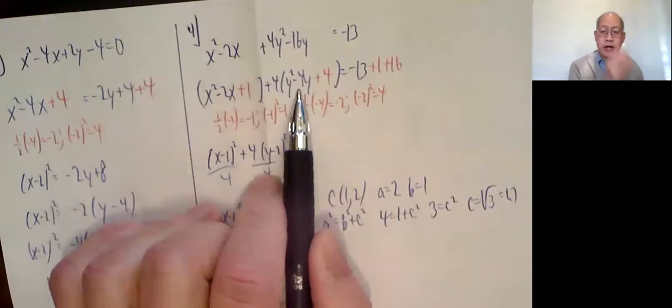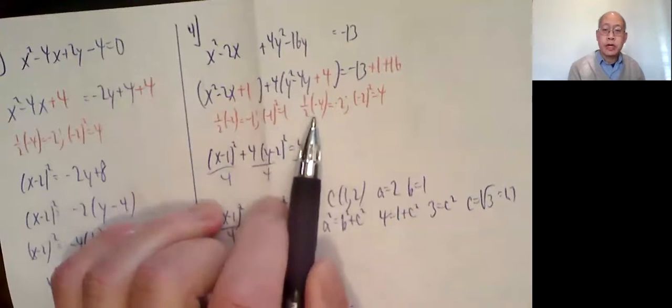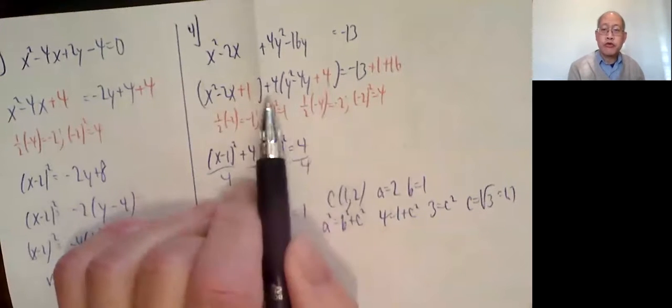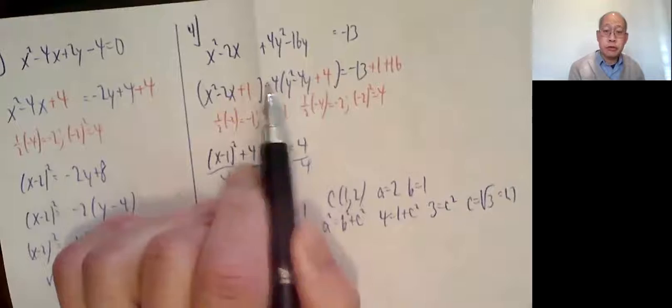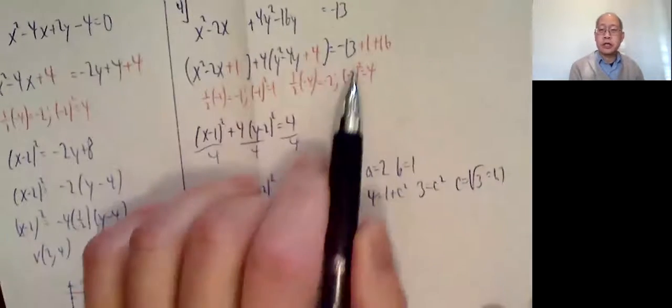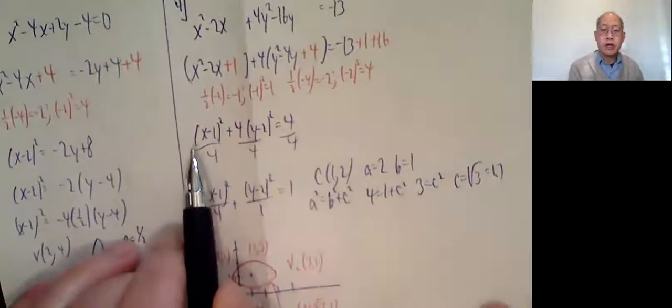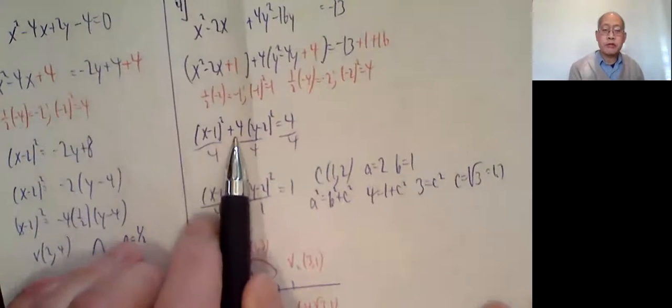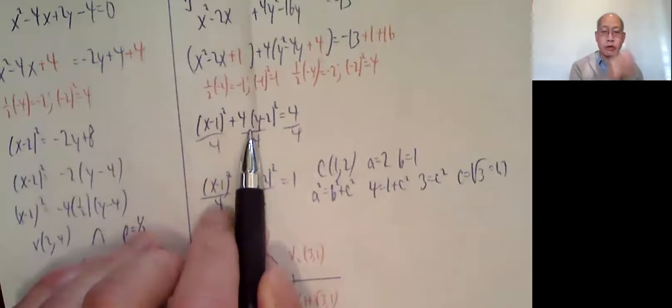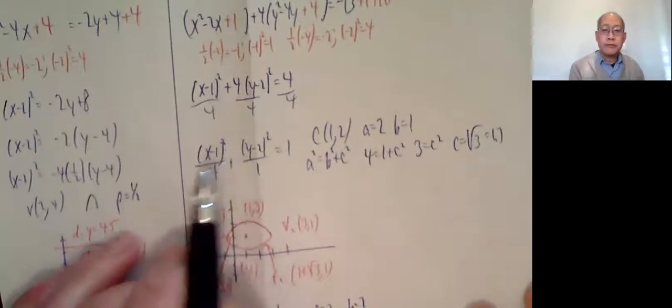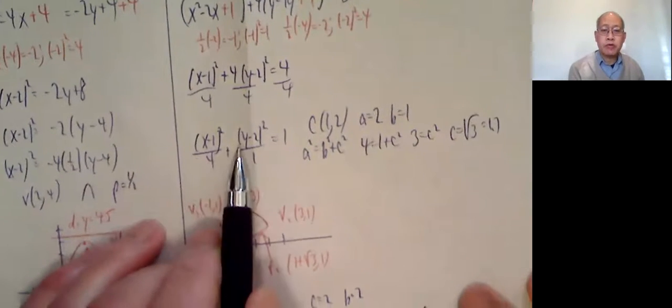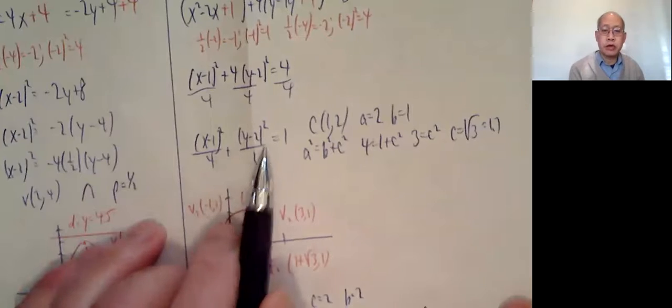Complete the square. Half of negative 4 is negative 2. Negative 2 squared is 4. Plus 4 really means plus 16 because you're distributing a 4 here. So plus 16. The right-hand side comes out to be 4. This factors into x minus 1 squared plus 4 times y minus 2 squared equals 4. Divide by 4. X minus 1 squared over 4 plus y minus 2 squared over 1 equals 1.